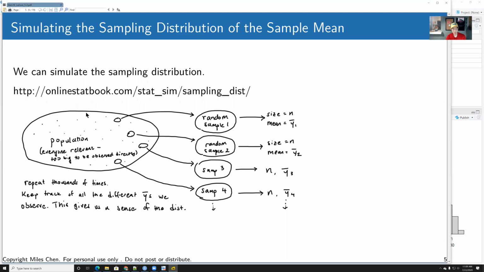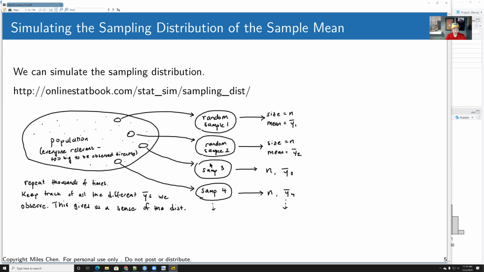Okay, so the idea here is you've got a big population, and the population is too big for us to observe directly. And so what we will do is we just take a random sample, right? We take a random sample of size n, and we calculate the mean of that sample. Sorry, I used the letter y bar instead of x bar. They're the same thing, the mean of the sample, okay?